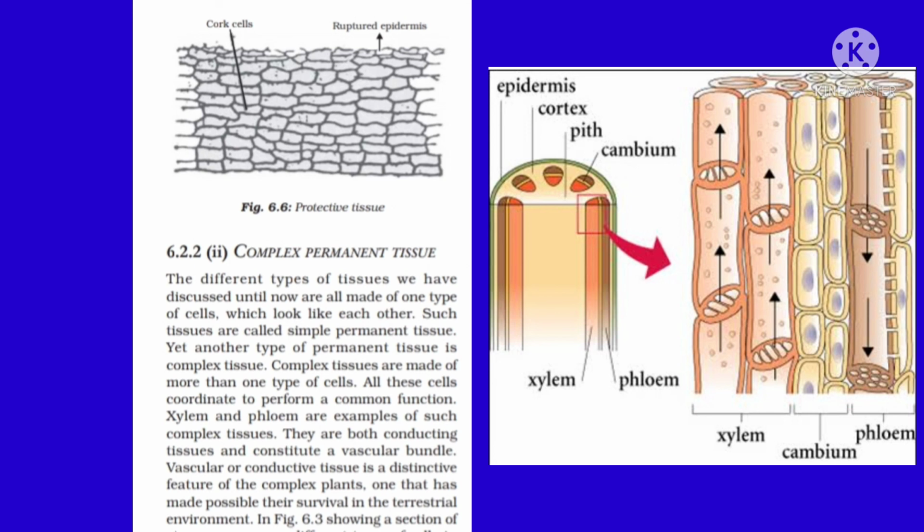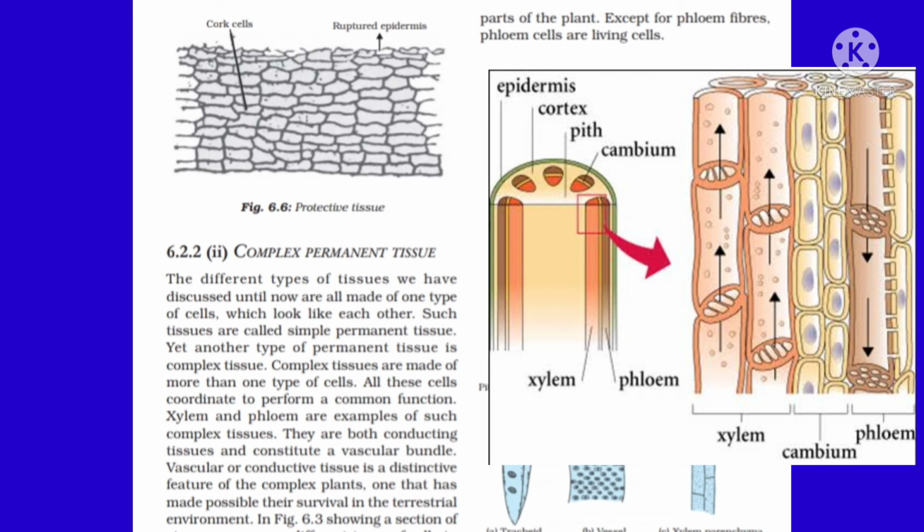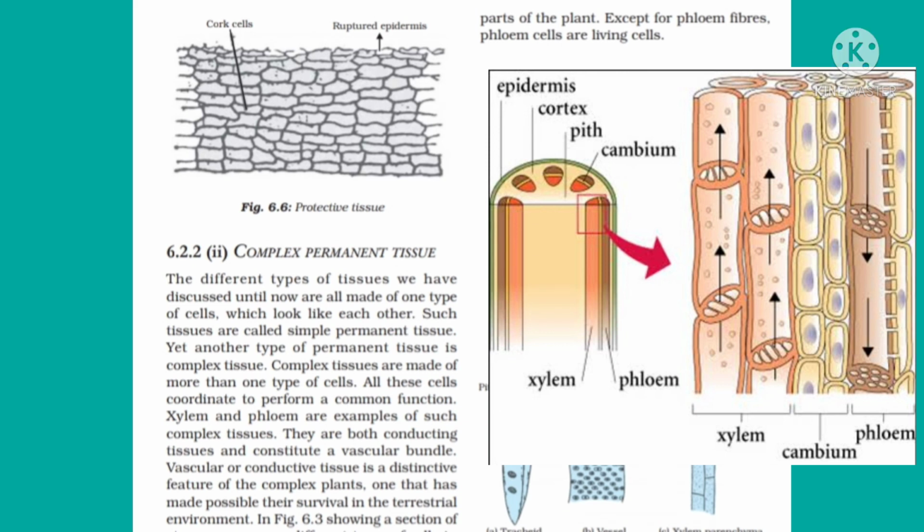But one thing you have to remember: in the xylem tissue, all the elements, that is xylem tracheids, trachea and xylem fibers, are dead cells. Only xylem parenchyma is a living cell. Whereas in phloem, all the cells are living cells except phloem fiber or phloem sclerenchyma. These cells are dead cells. All the remaining cells in phloem tissue are living.